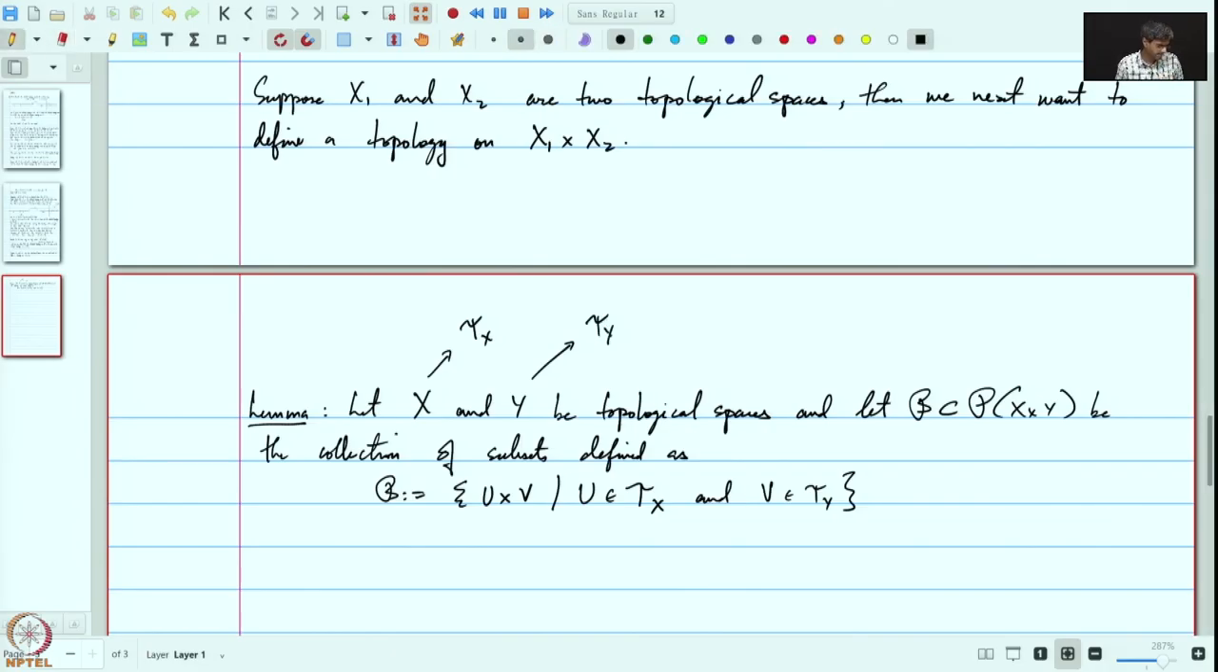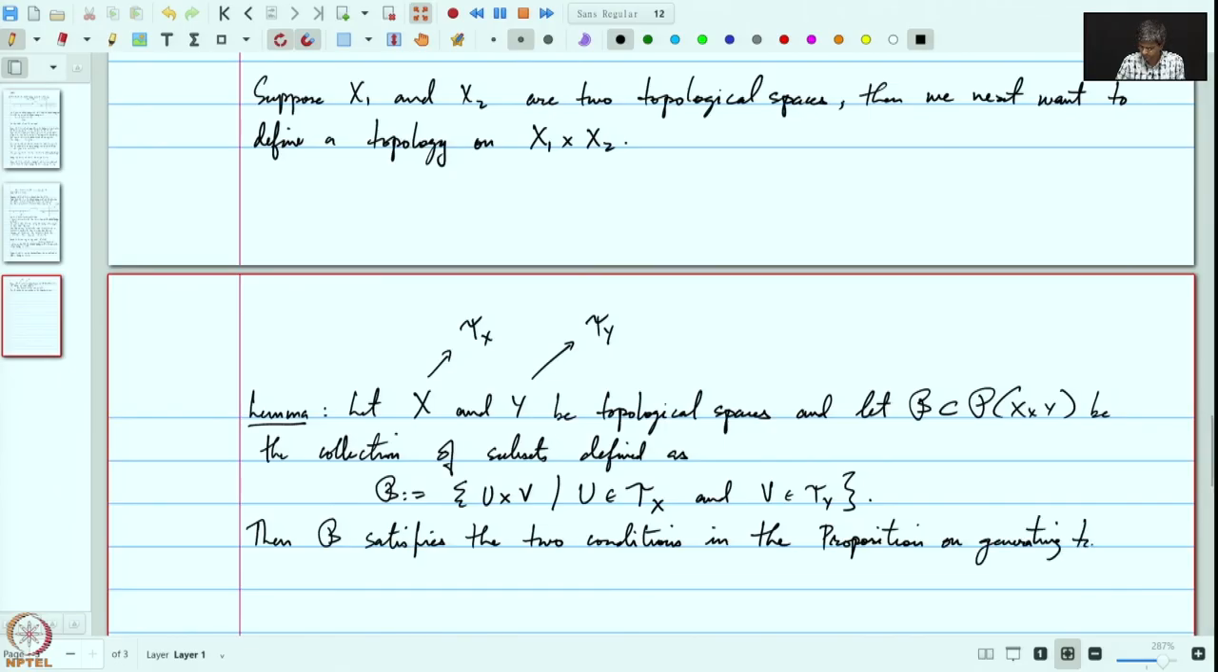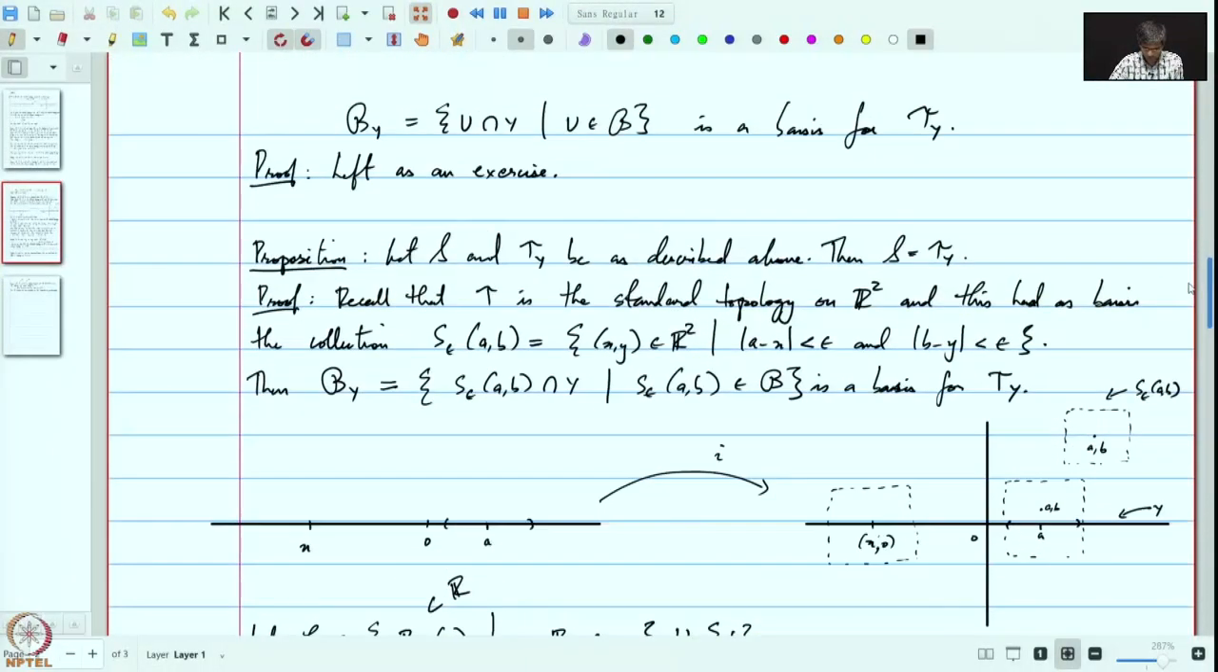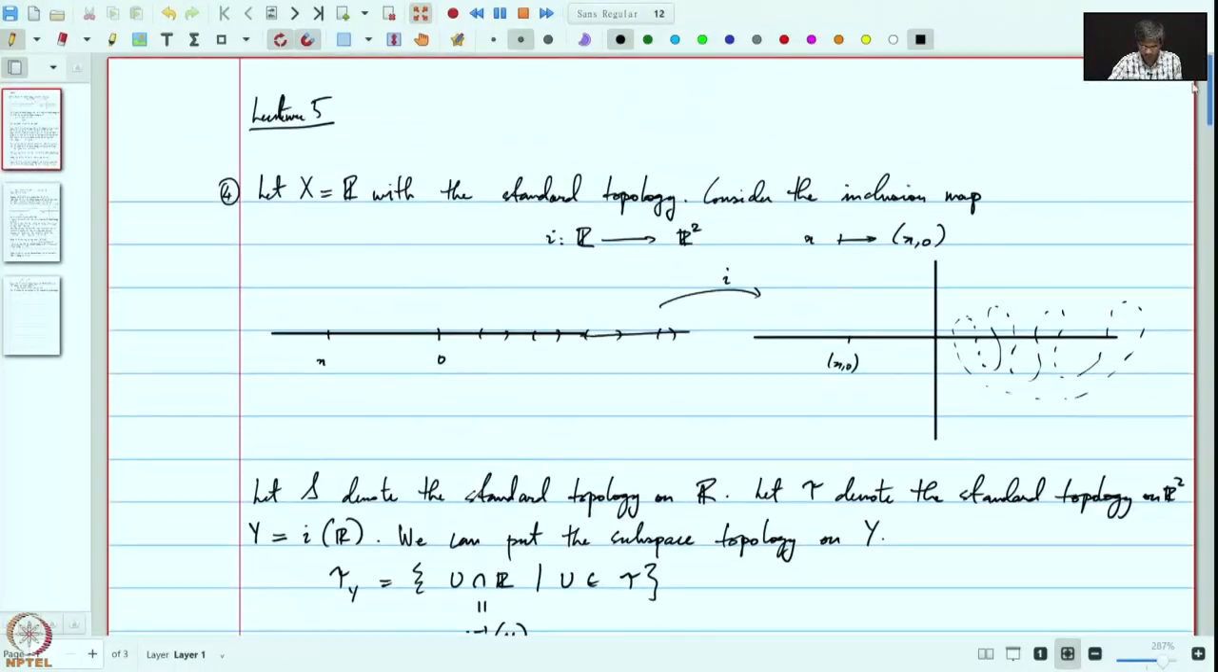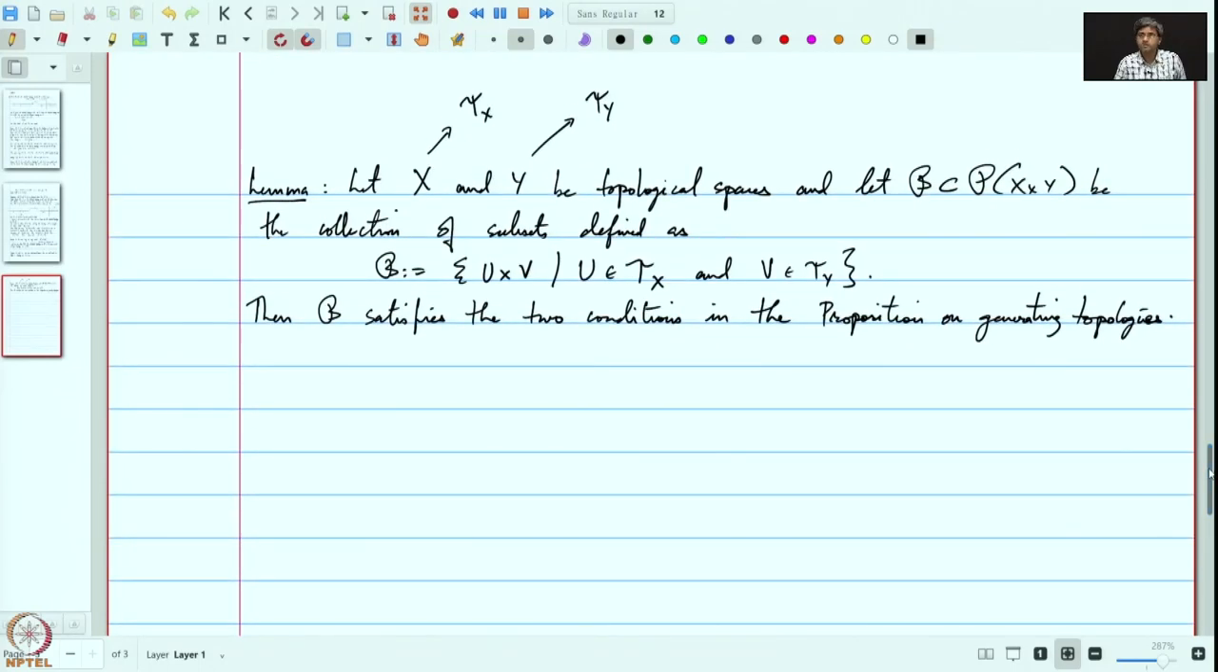So this is the definition of B, and the content of the lemma is, then B satisfies the two conditions in the proposition on generating topologies. So I am referring to this proposition here. Oops, that was in the previous lecture, sorry. So in the previous lecture, we proved this proposition. So let me just recall the two conditions.